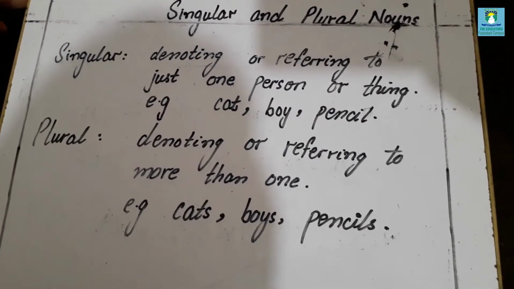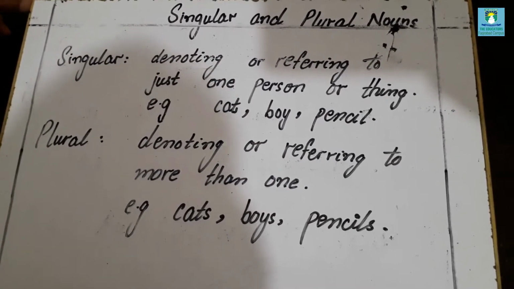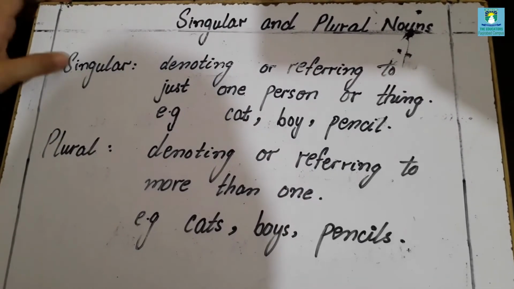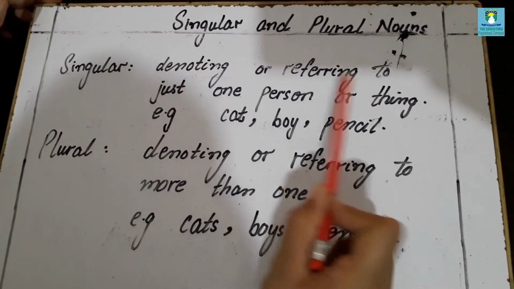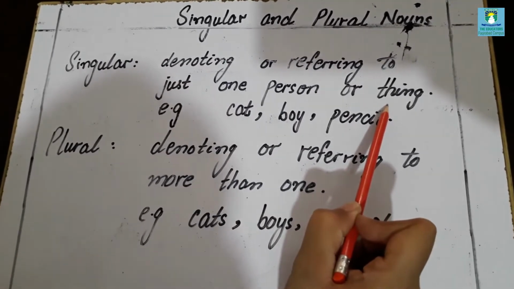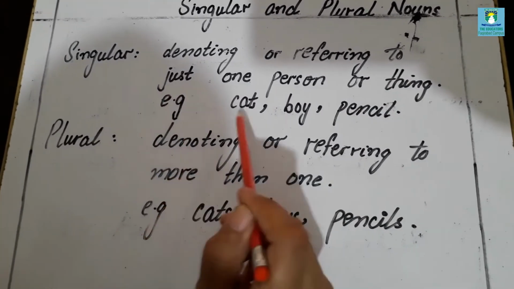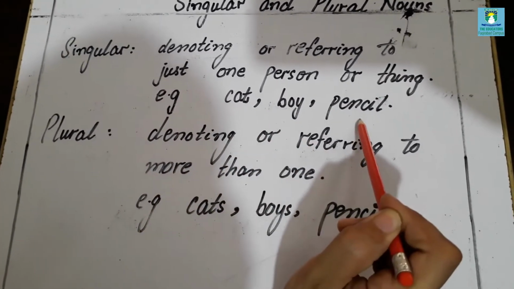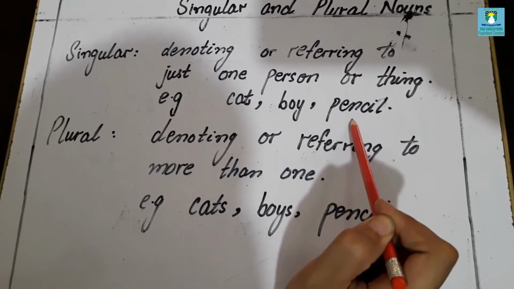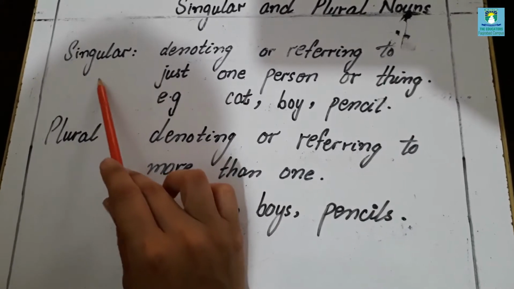Today we are going to study about singular and plural nouns. I hope you would have understood the terms singular and plural, but let me revise them. Singular means denoting or referring to just one person or thing. When you are referring to one person or thing, then that is a singular noun. For example, cat, boy, pencil. Cat means one cat, one boy and one pencil. So when you are referring to one person or one thing, that is known as a singular noun. Okay?